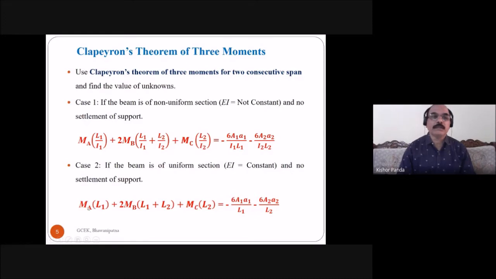Case 2: if the beam is of uniform section, EI is constant, and no settlement of support. In this case the formula reduces to MA L1 plus 2 MB (L1 plus L2) plus MC L2 is equal to minus 6 A1 a1 by L1 minus 6 A2 a2 by L2. You have to use these two formulas, depending on whether the beam is of uniform or non-uniform section.